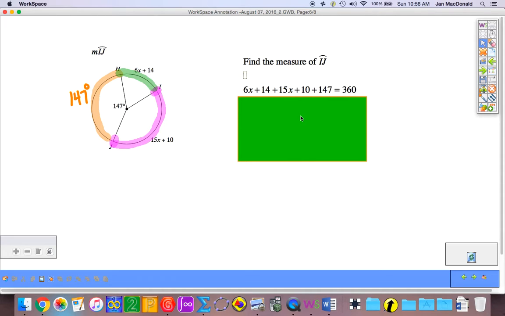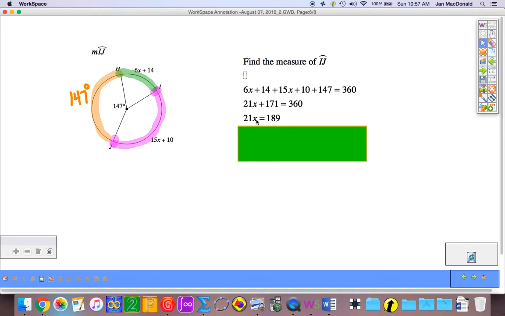14 plus 10 plus 147, that's 157 plus 14, is that 171? Just double check my math. So now, this equation is simplified to 21x plus 171 equals 360. We want to solve for x, so we're going to subtract 171 on both sides. When I subtract 171 on the left-hand side, 171 subtract 171, they cancel each other out, opposites add to 0. When I subtract 171 on the right-hand side, I am now left with the equation 21x equals 189.